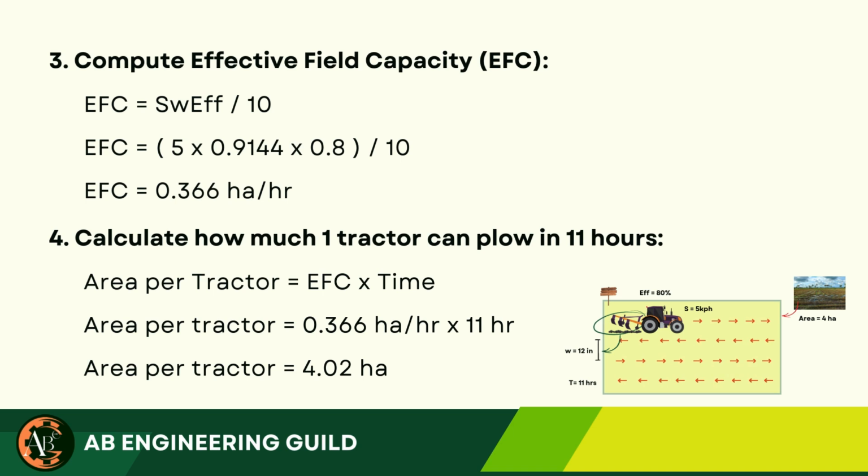Now, to find out how much land one tractor can cover in the full 11-hour time frame, we multiply the effective field capacity by the time. That's 0.366 hectares per hour times 11 hours, which equals approximately 4.02 hectares. So, one tractor working steadily for 11 hours can plow just over 4 hectares of land. That's the key insight we need to determine how many tractors are required for the job.